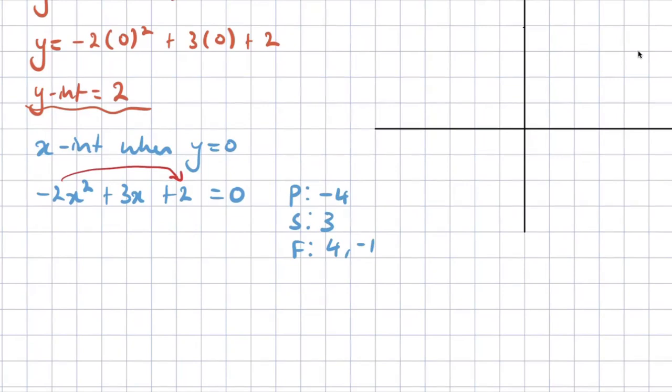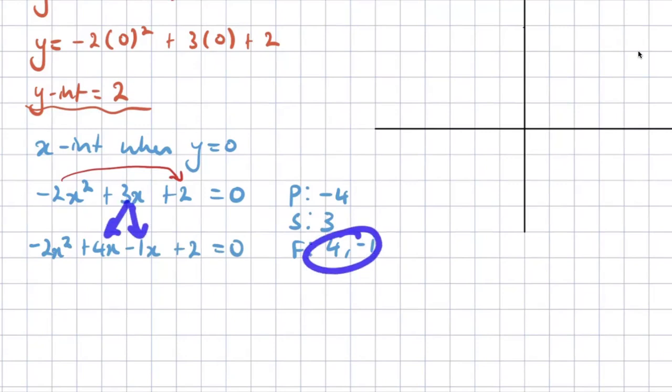Now, we have to be very, very careful here because this is non-monic. We have to go the extra mile to make sure that we split the middle term into these two factors. We can't just jump to the end straight away. So we end up with, depending on how you want to do it, it doesn't matter, minus 2x squared plus 4x minus 1x plus 2 equals 0. And all we've done is split the middle term into the two factors there.